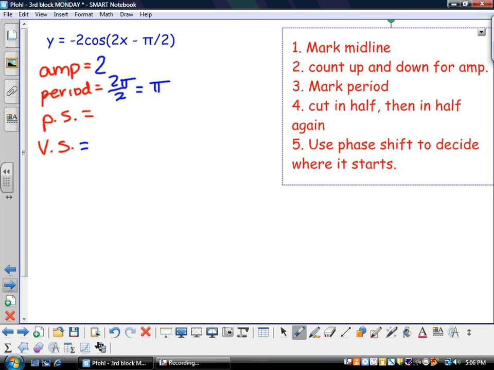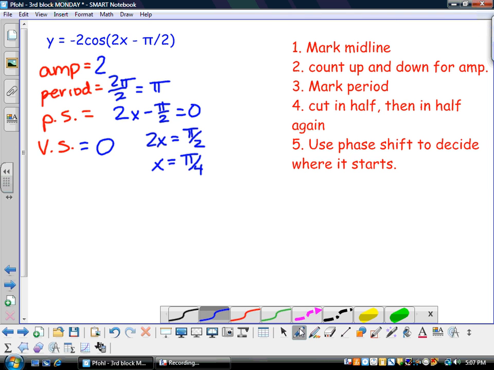The vertical shift, there is not a vertical shift because there's nothing being added or subtracted on the outside. For a phase shift, set the part in parentheses equal to 0 and solve for x. The phase shift is pi over 4. Now that you have that information and you have a chance to make sure that it's correct, use it to draw this graph on your own.